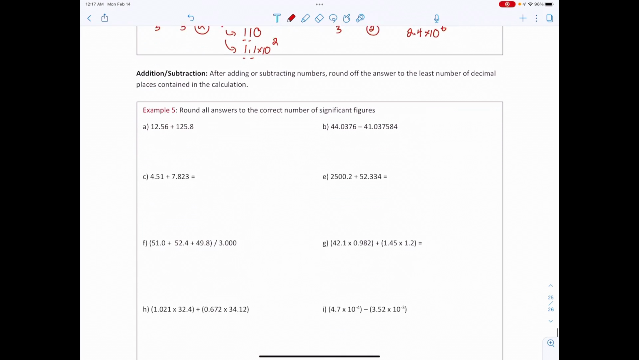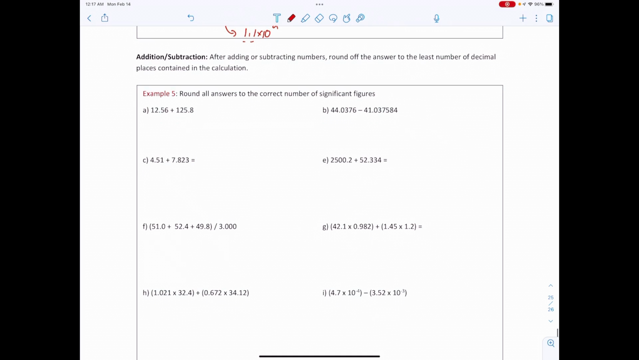When we're doing addition and subtraction with significant figures, the rules are slightly different. This time, after adding and subtracting, we're going to round off the answer to the least number of decimal places contained in the calculation. So for multiplication and division, we're looking at the least number of significant figures. For addition and subtraction, we're looking at the least number of decimal places.